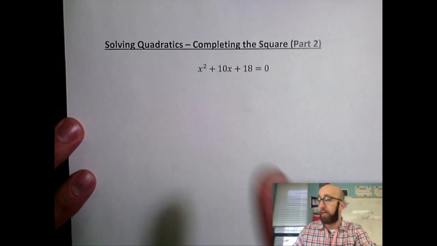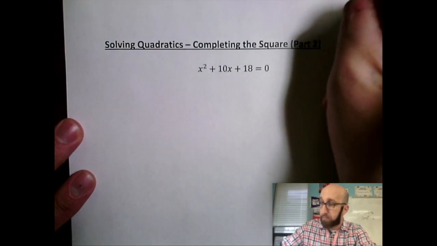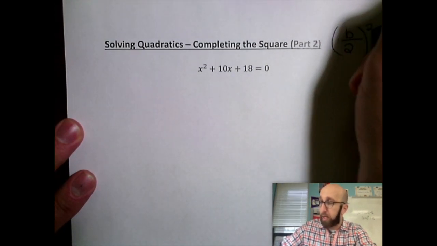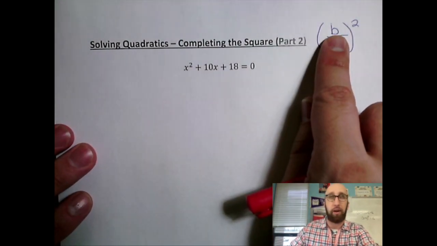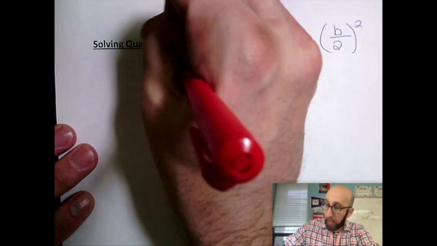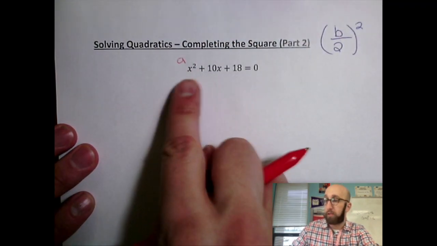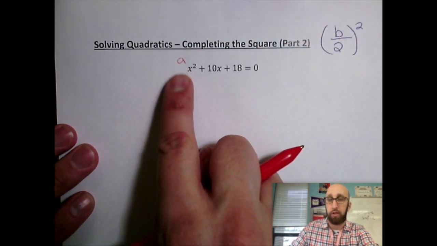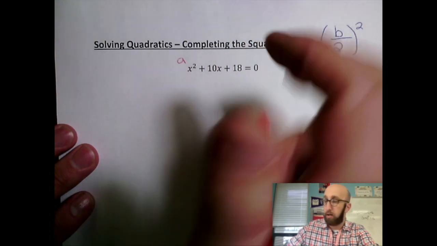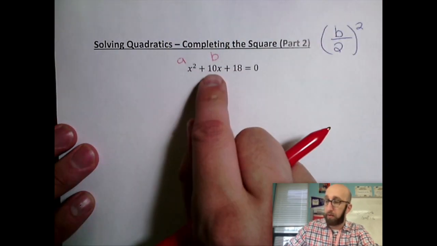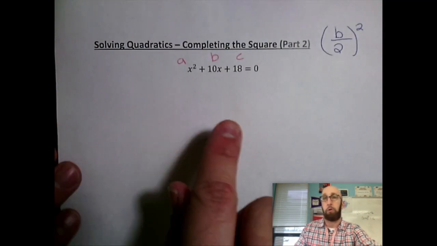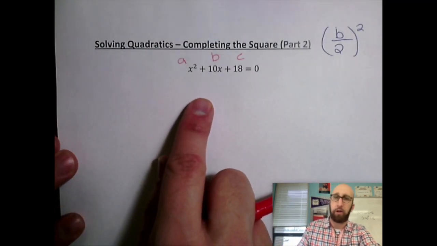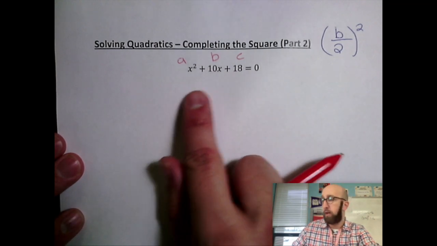Completing the square. When I see completing the square, my mind immediately goes to doing b divided by 2 squared. That's where my mind goes. Now, when we're thinking about b, where does this b come from? In a quadratic that's set equal to 0, a is just the coefficient, the number in front of x squared. b is always in front of the x. And c is our constant. So if I want to complete the square, I'll move a little bit quicker because, again, this is part 2 on how to do this.